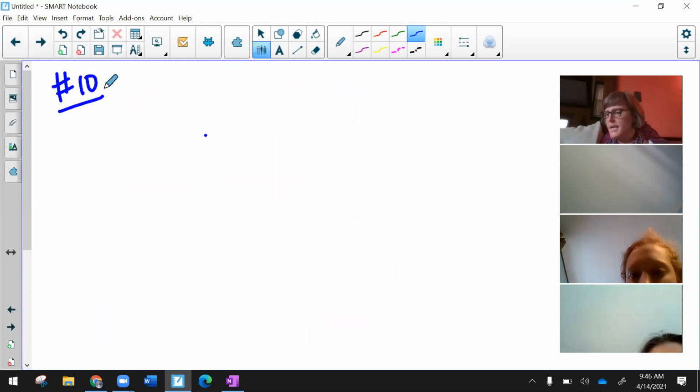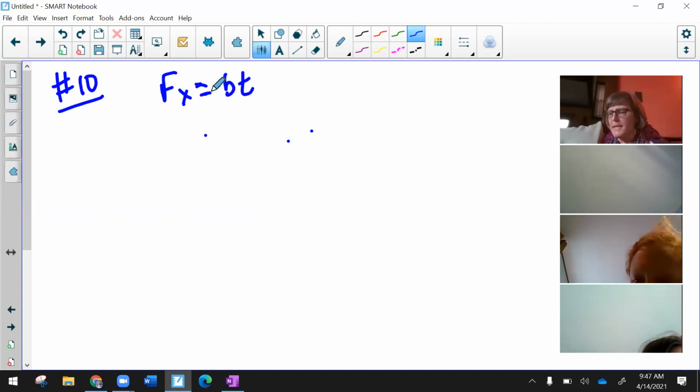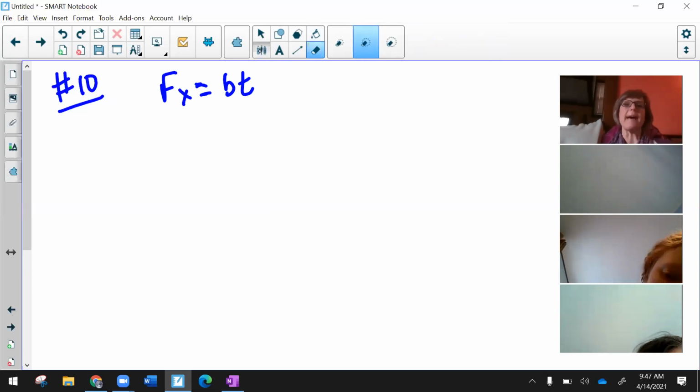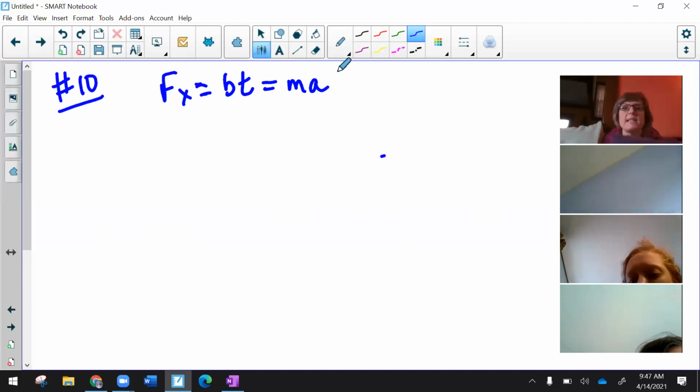Okay, so number 10, right? Is that what you said, whoever it was? Yep. Okay, so a particle of mass m starts from rest at position x equals 0 and time t equals 0. It moves along the x-axis under the influence of a single force, F_x is equal to b t, where b is a constant. The velocity of the particle is given by, okay, so this is actually calc, all right? Because if the only force acting in the x direction is this F_x, that's going to be equal to m a.